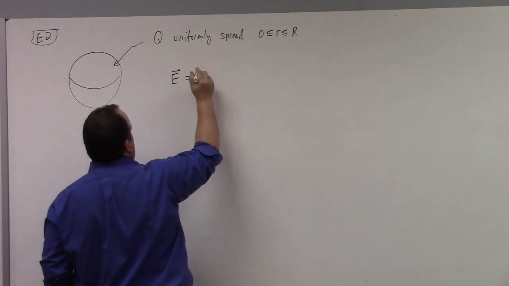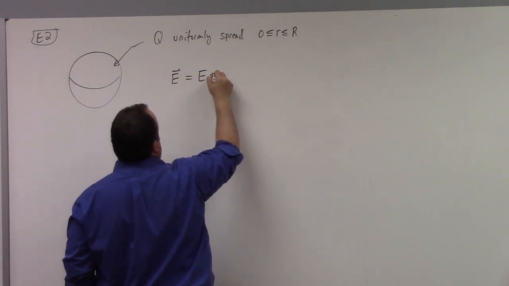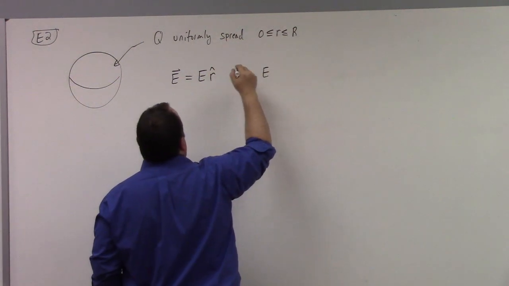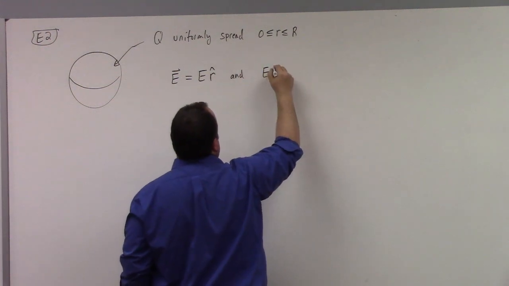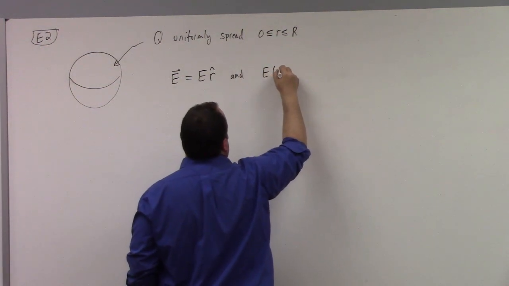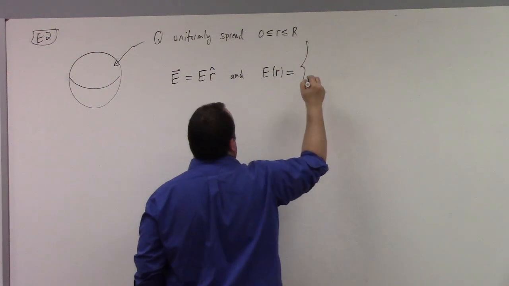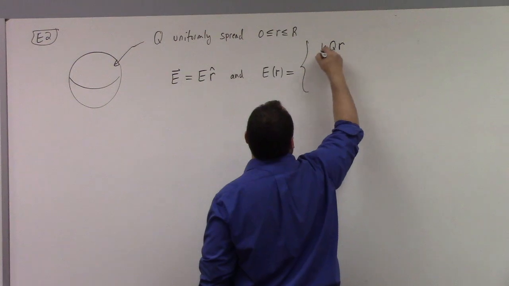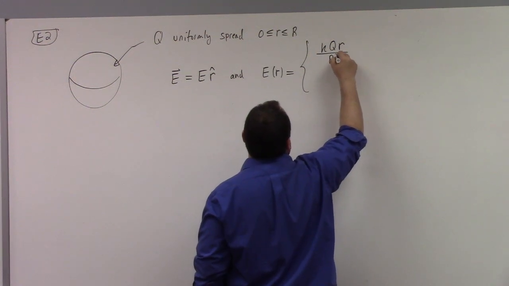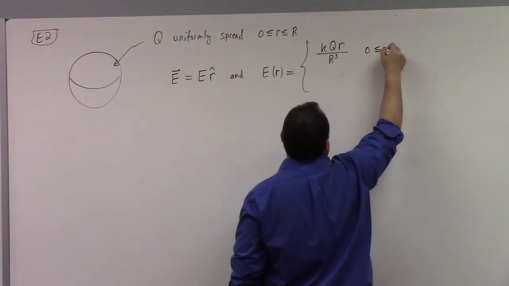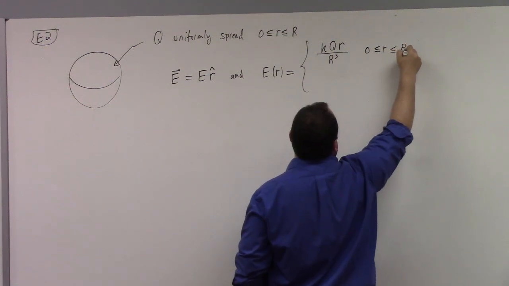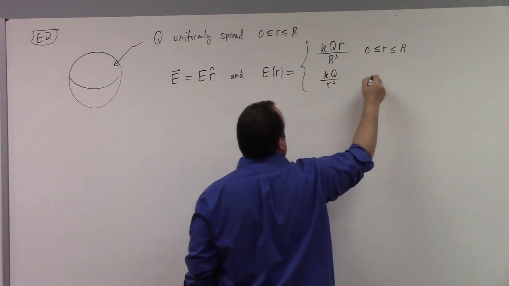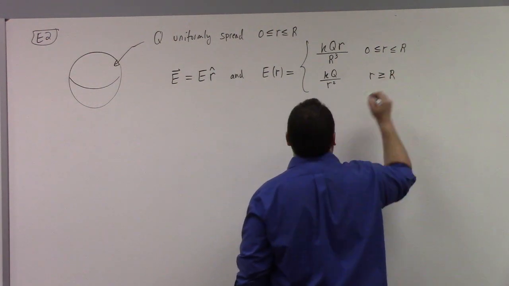Let me just say this. The electric field is the magnitude times r hat, and in fact the electric field is just a function of r. Here was the deal. We had kQr divided by big R cubed for 0 less than or equal to r less than or equal to big R. And then we just had the Coulomb field, kQ over r squared, for r greater than or equal to R.